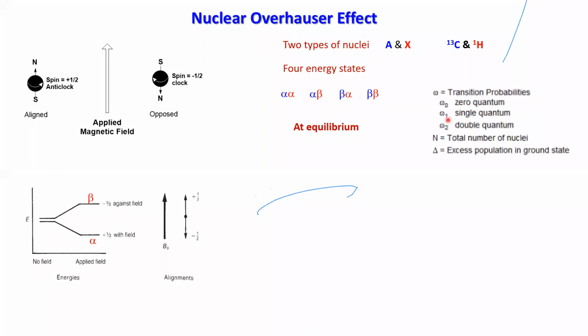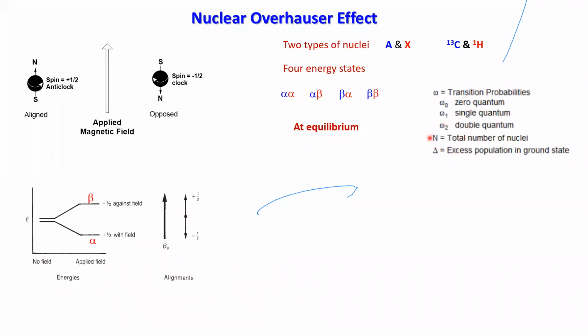You have single quantum transition, which means the overall spin change will be 1. So one spin change you will look at. You have double quantum transition, which means you have 2 spin changes. That will be more clear when we come to discuss the point.